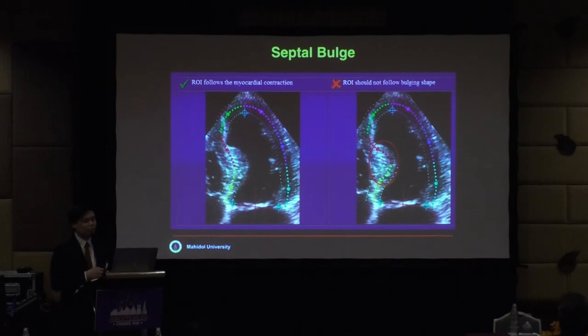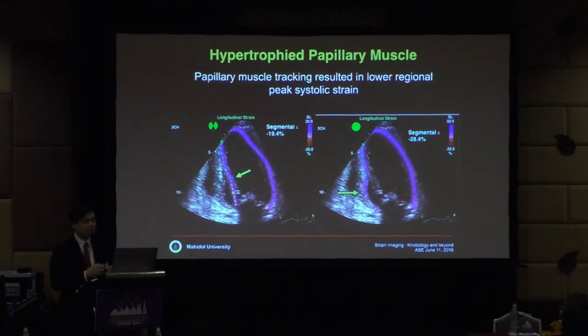For the septal bulge, the ROI should not follow the bulging shape. So you don't go this way, but you just go in the middle and then keep the average number. Another mistake is that you take the hypertrophied papillary muscle as a part of the wall, and then you get an abnormal strain at this point, but actually it is the papillary muscle that looks thick.